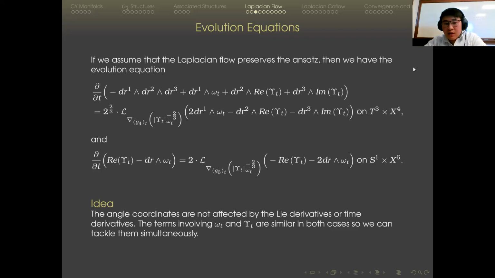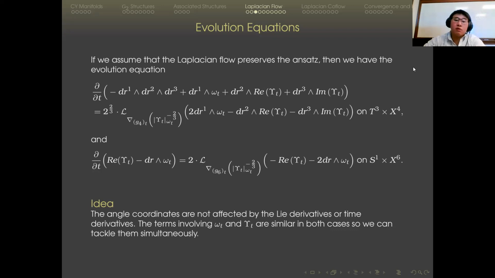So just writing them out in both cases. And to simplify this, one thing that we can do is notice that we crossed in some tori, either S1 or T3. Those angle coordinates don't depend on time. They're just constant, so we can throw them out.